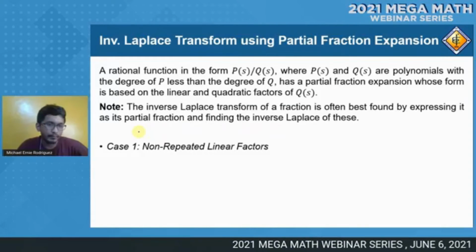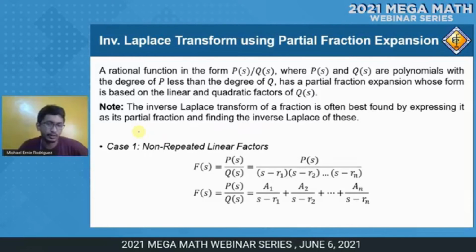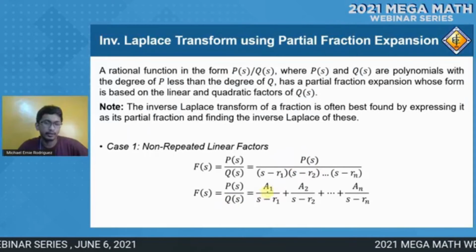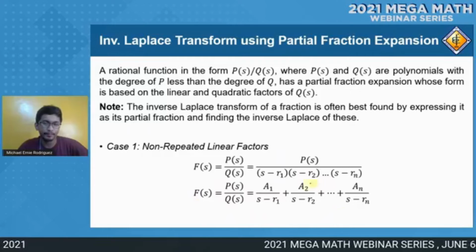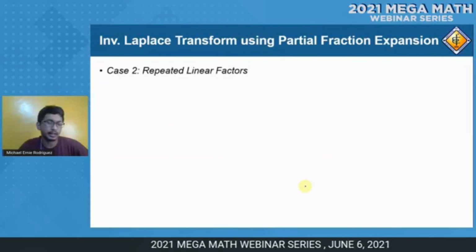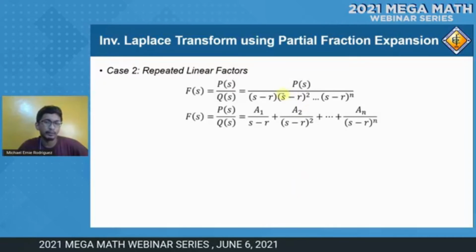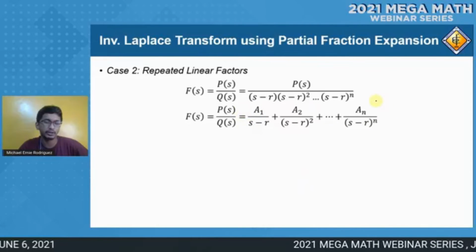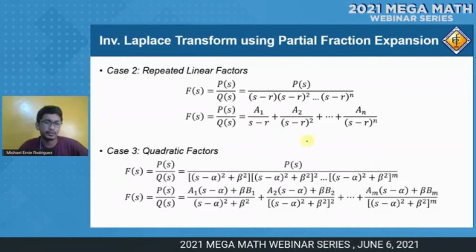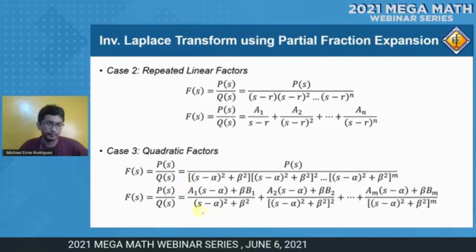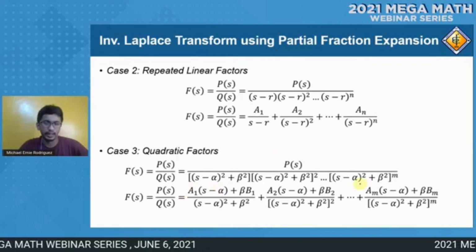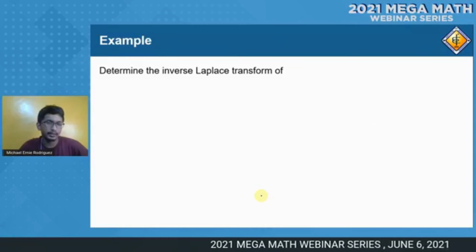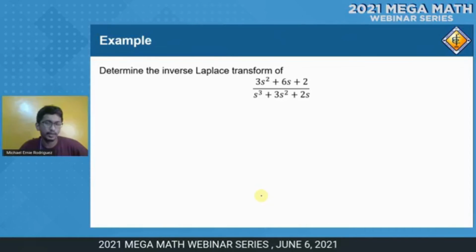We have 3 cases, non-repeated linear factors. Ito siya. So, from the given, so we now have the partial fraction expansion is this. And then the case 2 is repeated linear factors. So kapag repeated yung ating linear factor, so ito naman yung ating form for the partial fraction expansion. And for case 3, quadratic factors, medyo mahaba siya. So ito yung ating form for the partial fraction expansion. So for example, determine the inverse Laplace transform of this one.